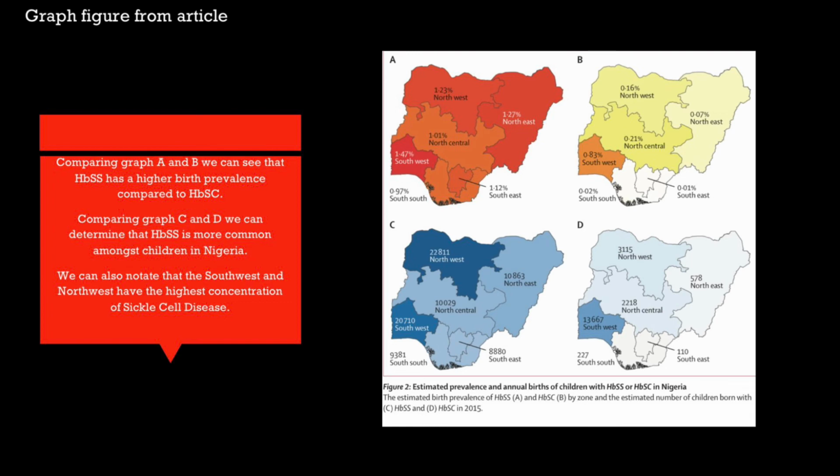Comparing graphs A and B, we can see that HBSS has a higher birth prevalence compared to HBSC. Comparing graphs C and D, we can determine that HBSS is more common amongst children in Nigeria.